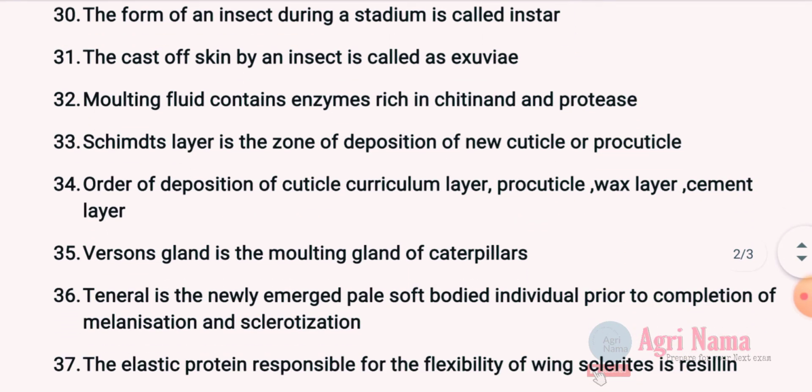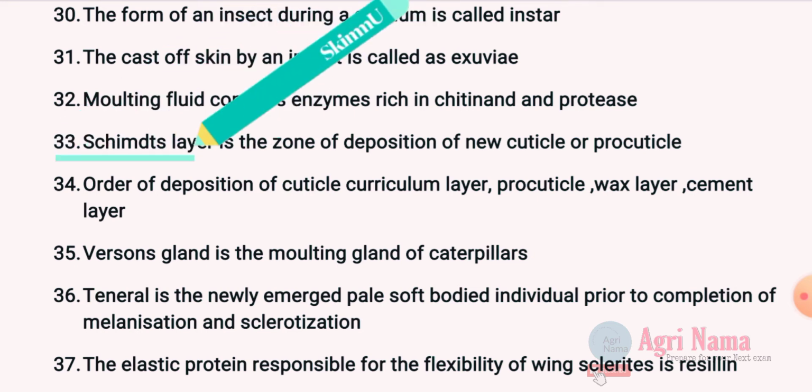So here we are talking about the molting fluid, which helps in the molting of the insect. It contains chitin and protease. 33. Schmidt's layer is the zone of deposition of new cuticle or procuticle. So we are talking about a layer or a place where the new cuticle is deposited.